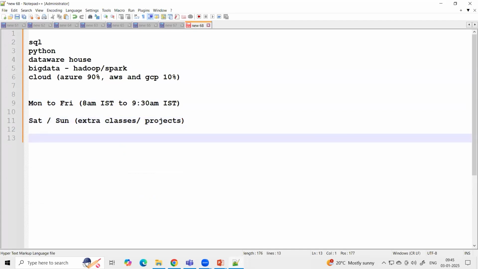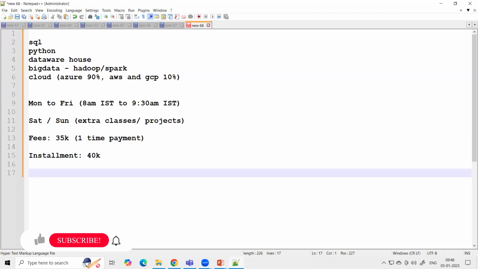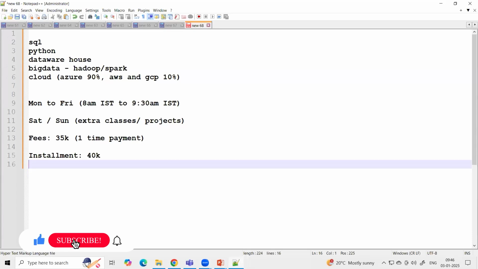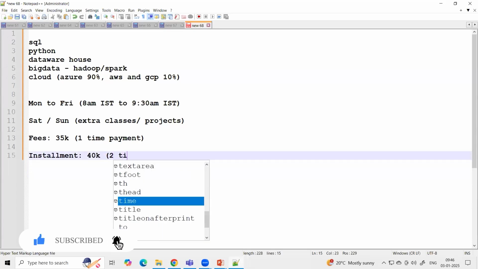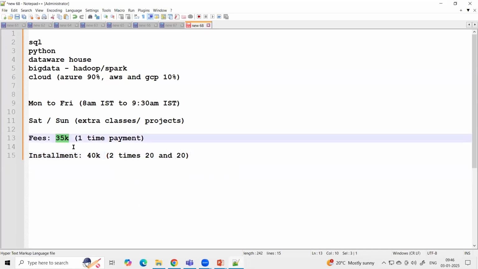Okay, and the course fees will be 35,000 if it is a one-time payment. If it's an installment, it will be 40. So this will be the fees. How many installments? What is the tenure of the installments? I think it's 20-20, like a cricket match. Whatever, it's 40 for installments, but if you're paying at once, I think they'll give it for 35. So this is for all three clouds.